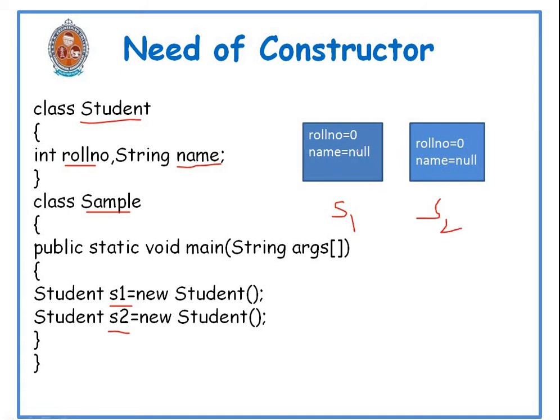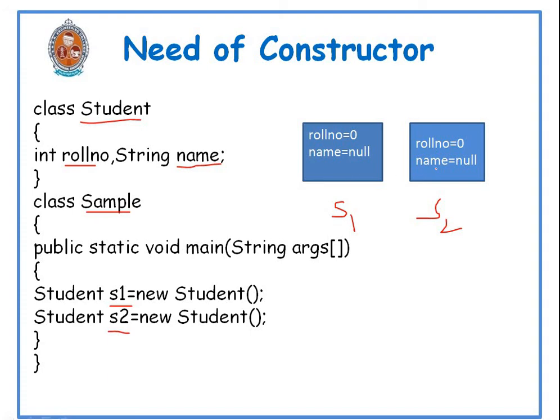The JVM allocates memory for both s1 and s2, and at the same time the JVM provides default values to the instance variables which are defined inside the class. In our class we have two variables, roll number and name. So the JVM provides default values for both. The default value of integer is 0, that is why the roll number is assigned 0. The default value of name, that is String type, is null, that is, the JVM assigns null to the variable name. So for both the objects the JVM provides default values for the instance variables.